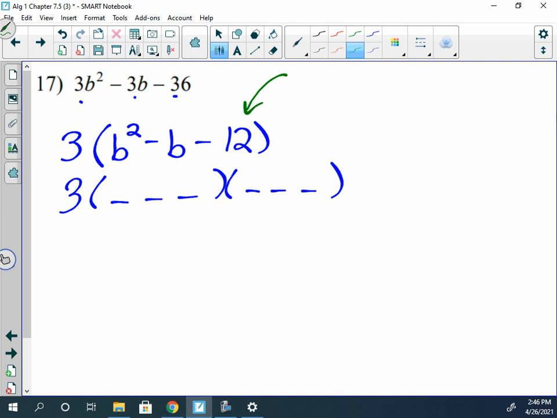Our third term is positive or negative? So our signs are negative and positive. Does it matter the order I put these in? So we'll maybe need to flip them. We'll see. Factors of the first term, b squared, would be b and b, because it's just b squared. We don't have a number written in front of b, so it's just going to be b and b.